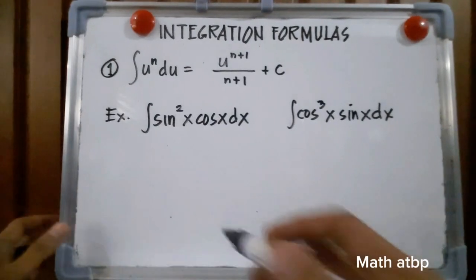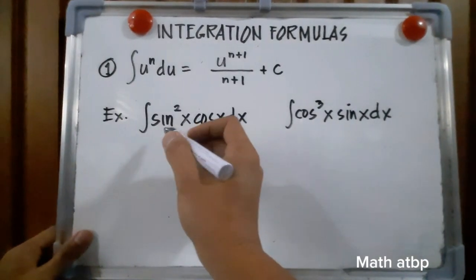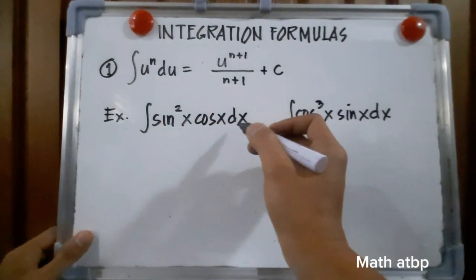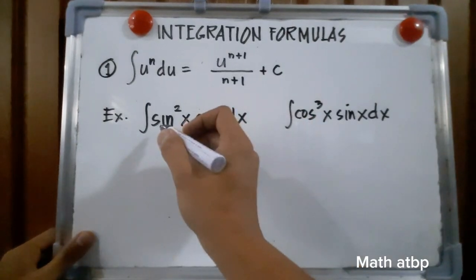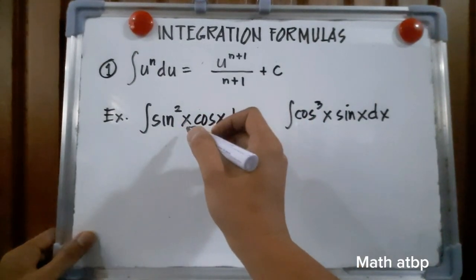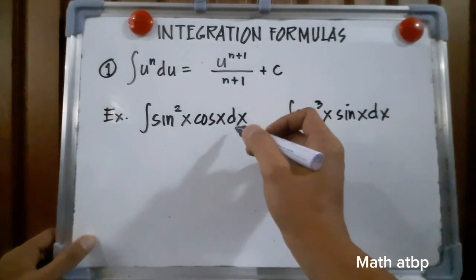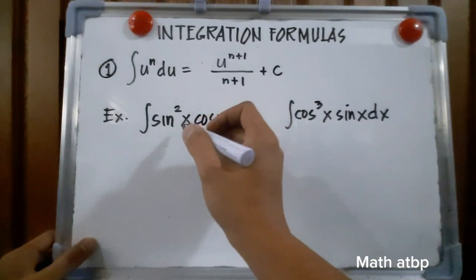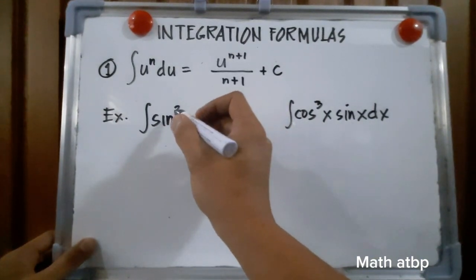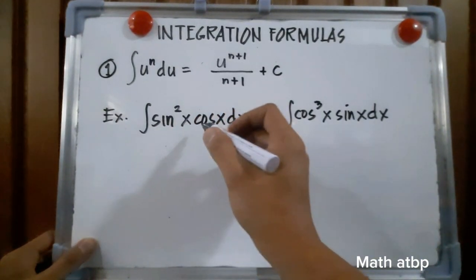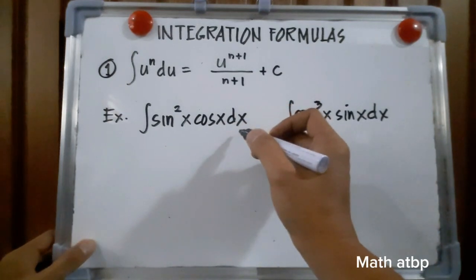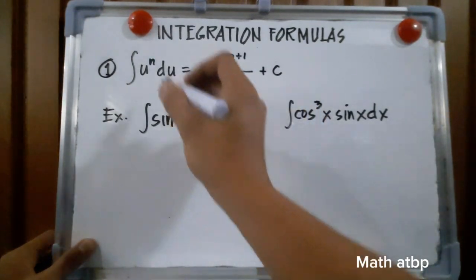Let us continue. Now we have here the integral of sine squared of x cosine of x dx. The derivative of sine x is cosine x dx. So in here, our u is sine x and our n is 2, while the du is cosine x dx. Okay? So it satisfies the formula.